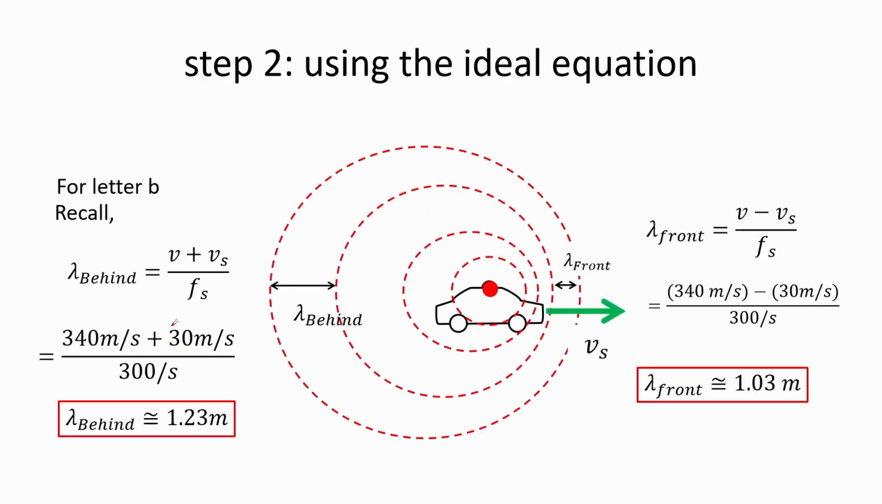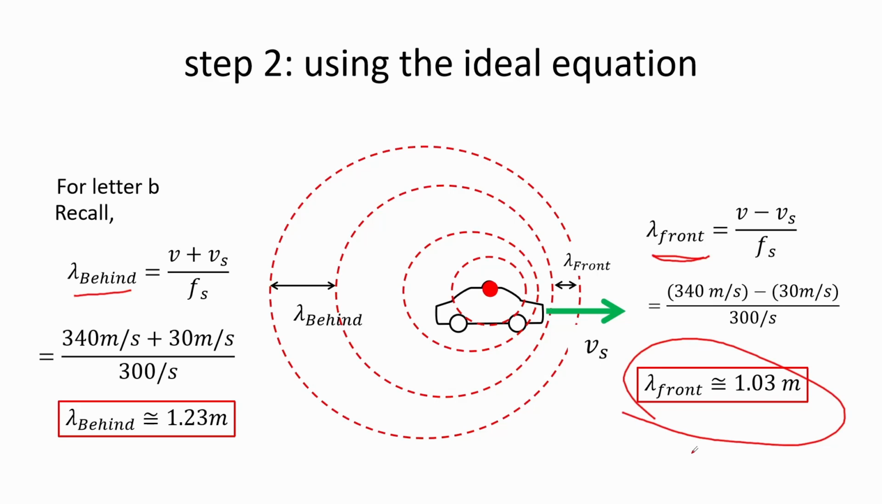For a source moving at a speed of 30 meters per second, we see that the wavelength is different at the front and at the back. We recall the expression for the wavelengths at the front and at the back. For the front, the wavelength is shorter due to the same direction of the source and the wave front. Substituting the values, we get that it is about 1.03 meters.